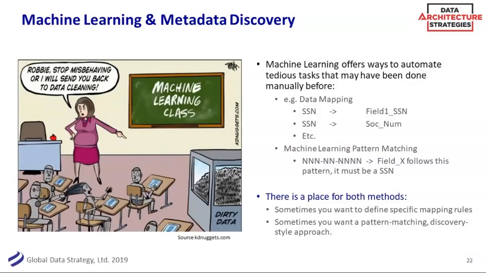Machines can find these patterns of number, number, number, dash, number, number, dash, number, number, number, number. That looks like a Social Security number in the U.S. Maybe that's something I could automate with pattern matching. That is great. That is something we didn't have years and years ago, and look for a tool that supports that. But there are also times when you do want specific mapping rules. I want my naming standard to be, I don't know, underscore CO for company, or does that mean Colorado? There are certain things where you want your own specific mapping rules.